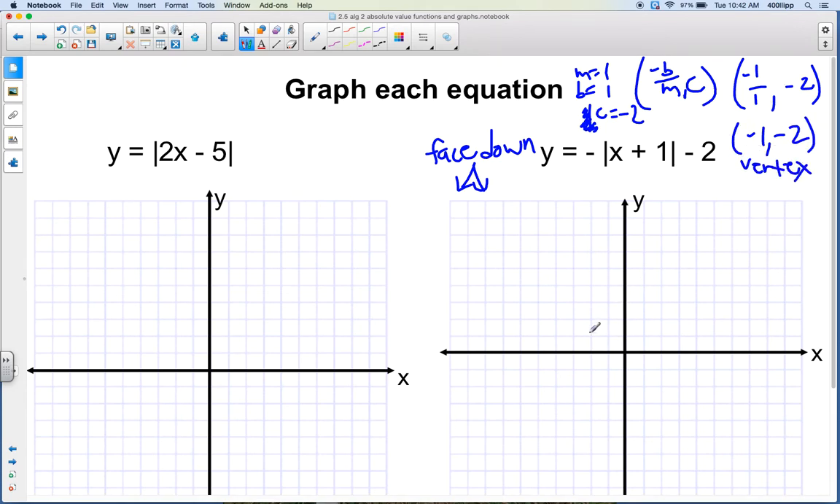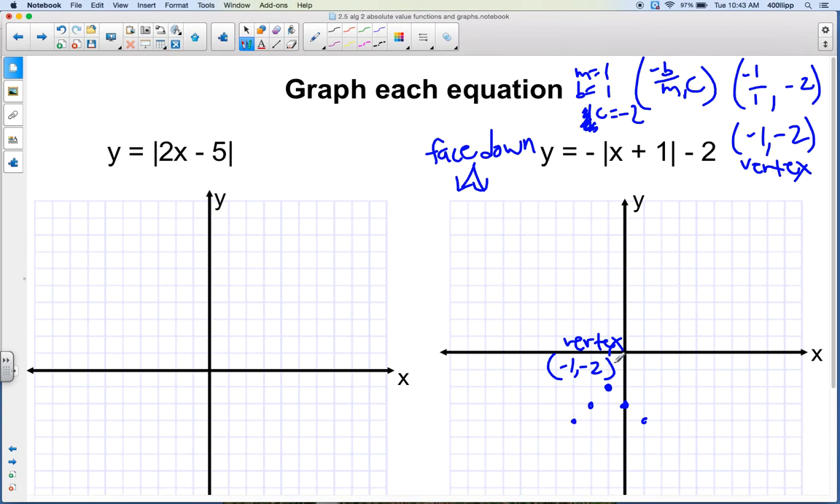We'll graph that, negative 1, negative 2, down here. I'm going to label that as my vertex. And now my slope is a 1, so I'm now going to go down because of this negative guy here. So I'm going to go down 1 and over 1 in both directions. Down 1 and over 1, both directions.